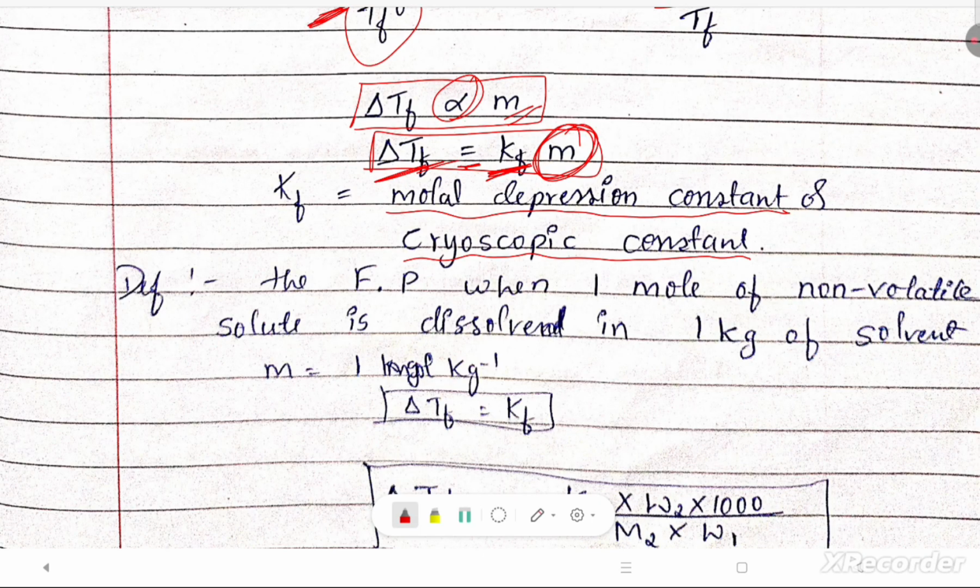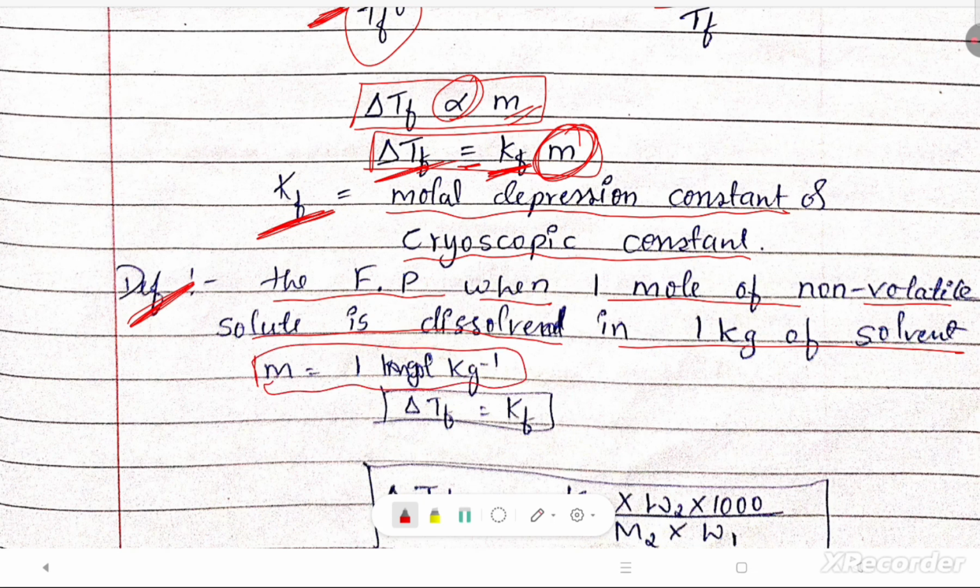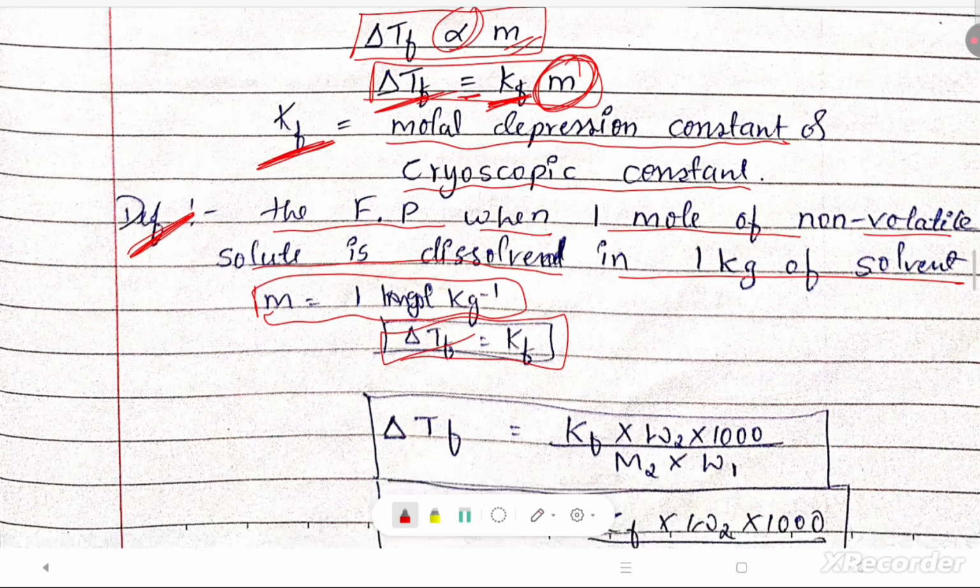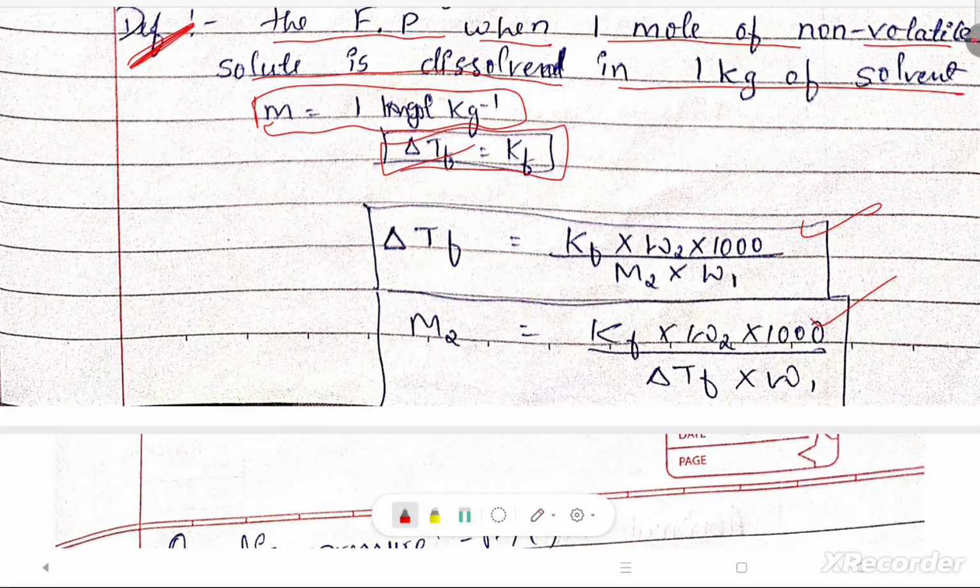the depression of freezing point. The definition of this constant is also important. The depression in freezing point when 1 mole of non-volatile solute is dissolved in 1 kg of solvent is Kf, the molar depression constant. When m is equal to 1, delta Tf is equal to Kf. Here also the same formula applies; there are two formulas. The only difference is F here and B there. Both are the same except for F and B.